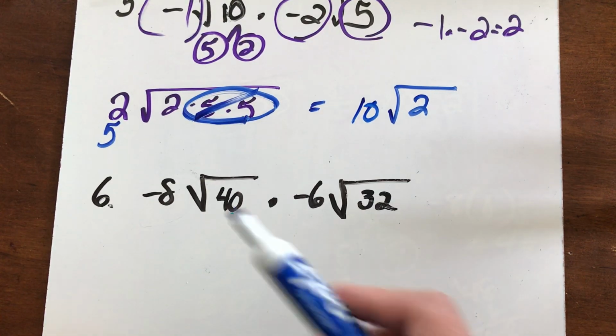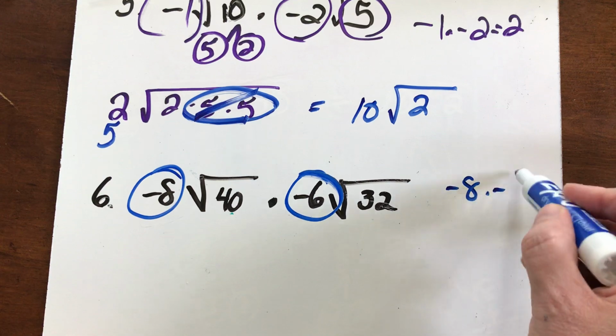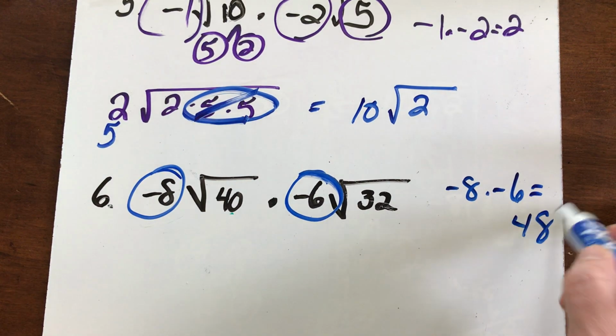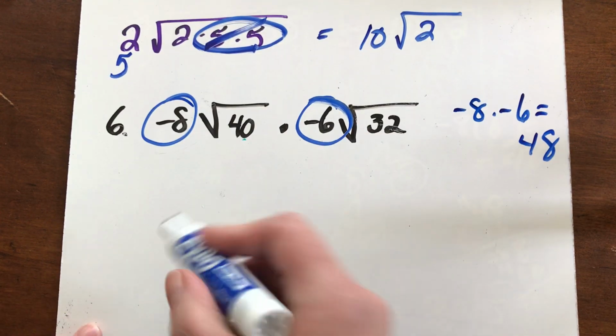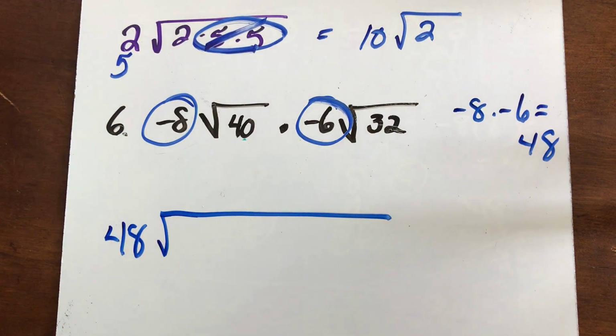All right, so let's look at number 6. First thing, let's multiply these together. Those are your coefficients. Negative 8 times negative 6 is going to be 48. So go ahead and put your 48 out front. Ooh, this is going to be a big number. Let me get my calculator ready.